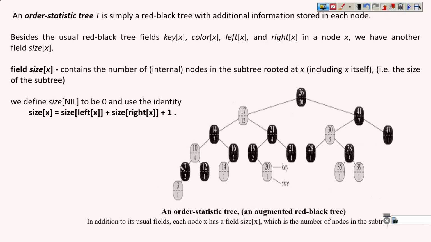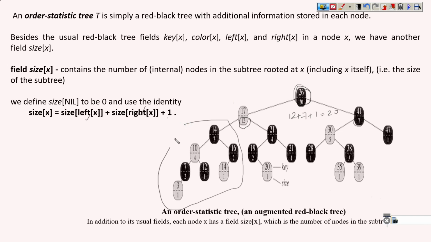Now, how to find the size? Size can be easily found by using this formula: the size of the left subtree plus the size of the right subtree plus 1. If I want to know the size of this particular node, which is the root node for the entire tree, how can I find the value 20? I look at the size of the left subtree, 12, and the size of the right subtree, 7. So 12 plus 7 plus 1 is 20. You can verify this calculation for any other tree.